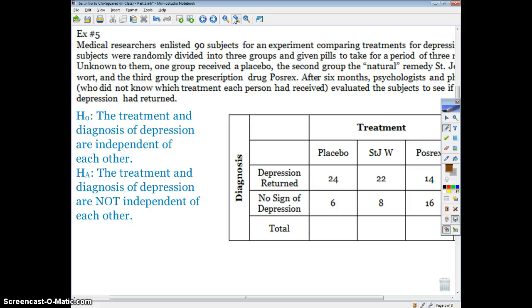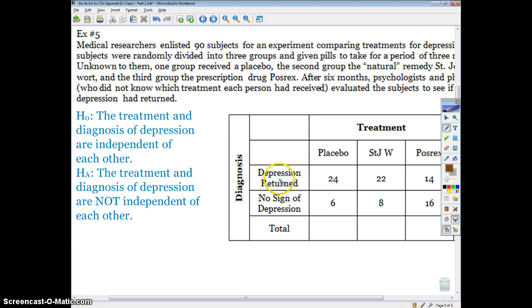Medical researchers enlisted 90 subjects for an experiment comparing treatments for depression. The subjects were randomly divided into 3 groups and given pills to take for a period of 3 months. Unknown to them, one group received the placebo, the second group received the natural remedy, St. John's wort, and the third group received the prescription drug Posrex. After 6 months, psychologists and physicians who did not know which treatment each person had received evaluated the subjects to see if the depression had returned.